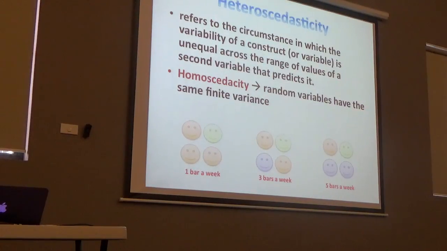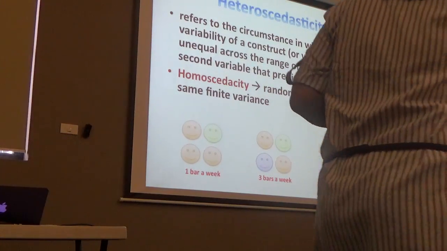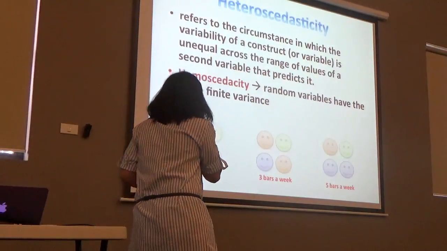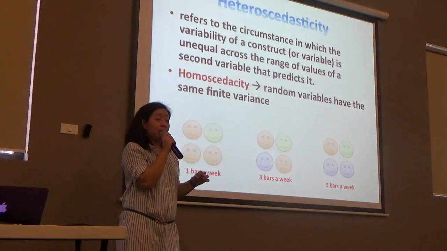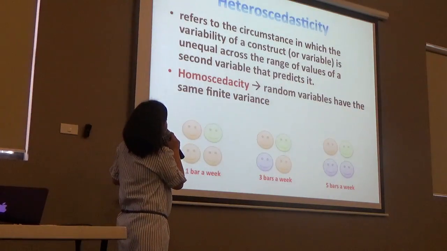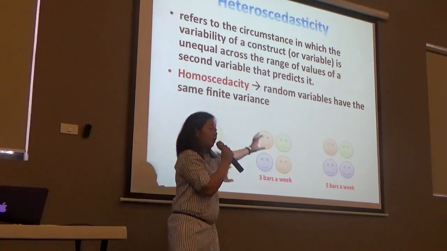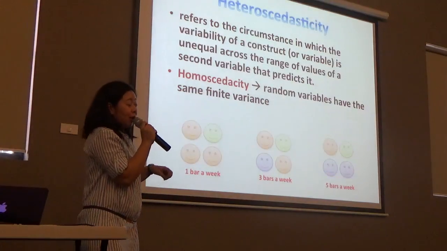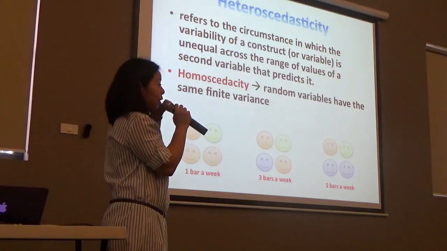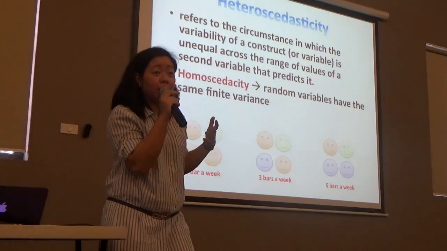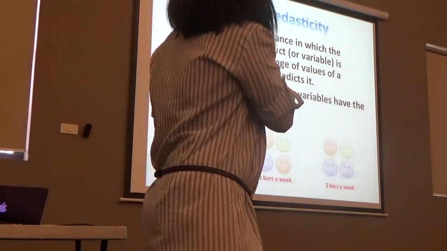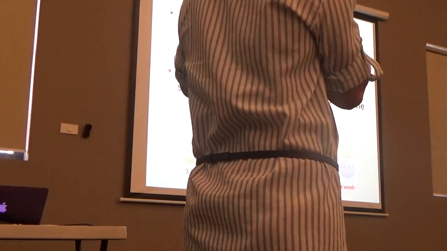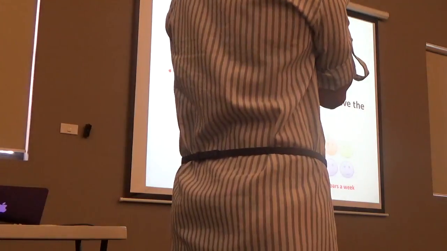Okay. So anyway, variability of a construct is unequal across the range of values of the second variable that predicts it. Let's say, for example, the levels of happiness between this group of individuals, or these groups, are different, at the same time, the amount of chocolates that they consume in a week are different. So, the variability of variable 1 is unequal.